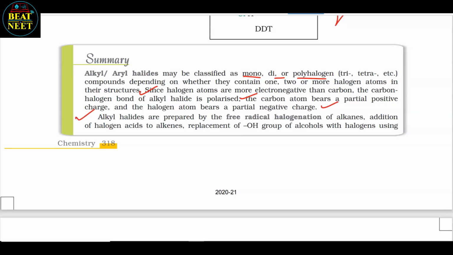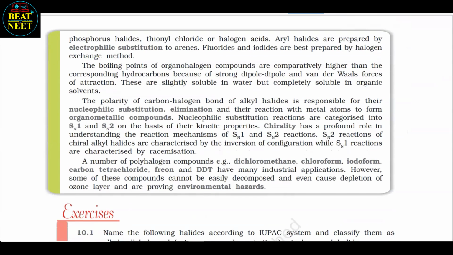Alkyl halides are prepared by the free radical halogenation of alkanes, addition of halogen acids to alkenes, and replacement of the OH group of alcohols with halogens using phosphorus halides, thionyl chloride or halogen acid. Aryl halides are prepared by electrophilic substitution to arenes. Fluorides and iodides are best prepared by the halogen exchange method.